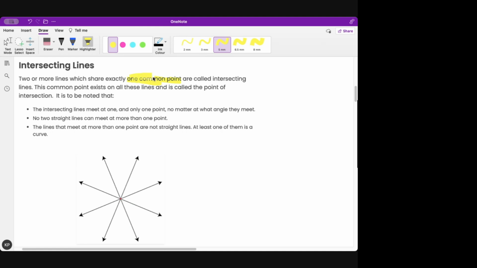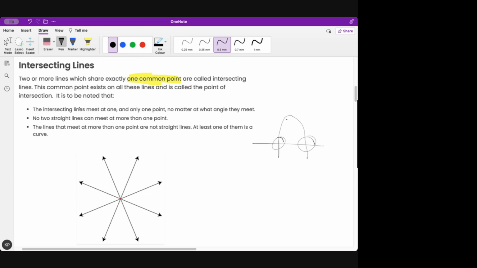Why is it impossible for these lines to have more than one? Because they have to be two straight lines. Now, a straight line will not change direction. For instance, if a line is going up, that is straight, it can't come back down. Only a curved line would intersect twice. Do you guys see that? So this common point exists on all these lines, and it's called the point of intersection.